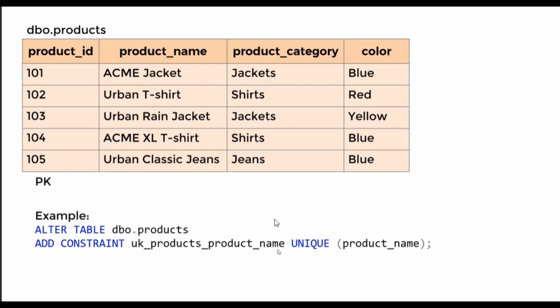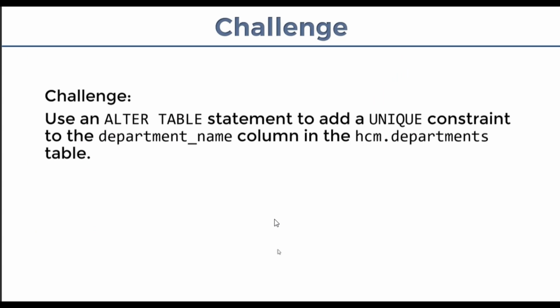Okay, let's now go for a quick challenge. Use an alter table statement to add a unique key constraint to the department name column in the HCM departments table, right? Let's see. Pause the video and try it.